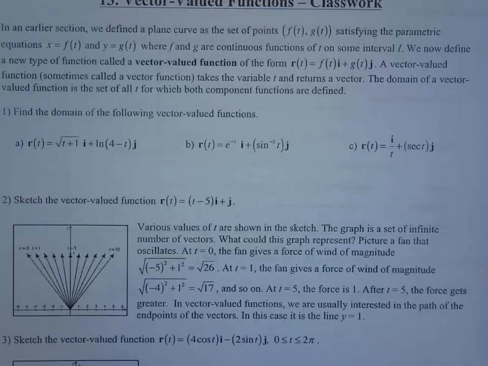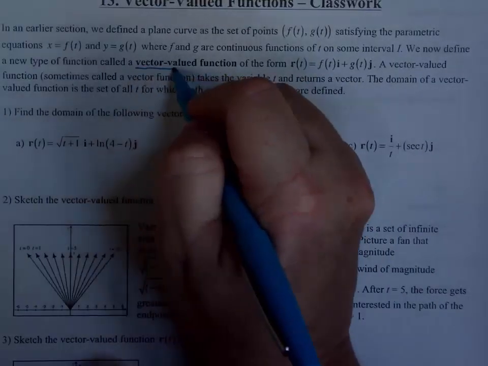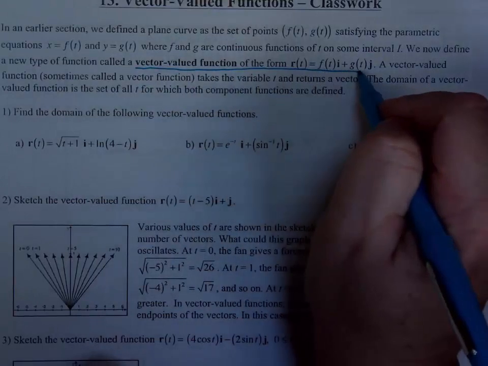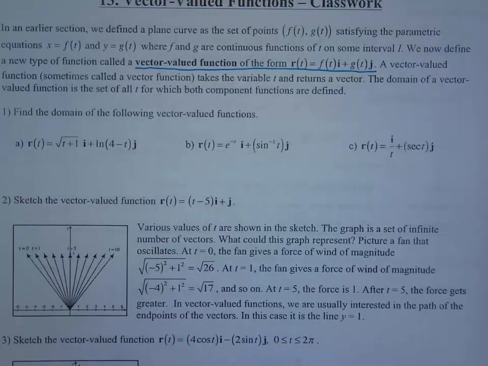So we talked about vectors yesterday. It's just one vector here that ends there. But now we're going to put vectors into what are called vector-valued functions. So instead of just something like 4i plus 2j, we're going to have what's called a vector-valued function in the form f of t i plus g of t j. So now our vectors are going to have t's in them.